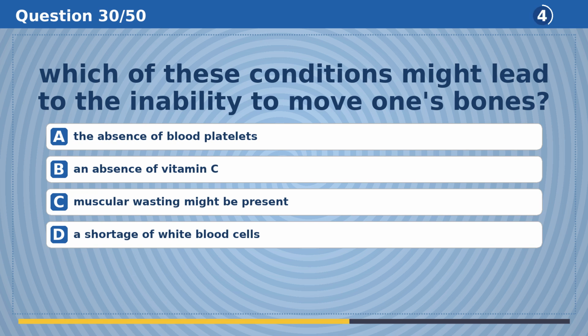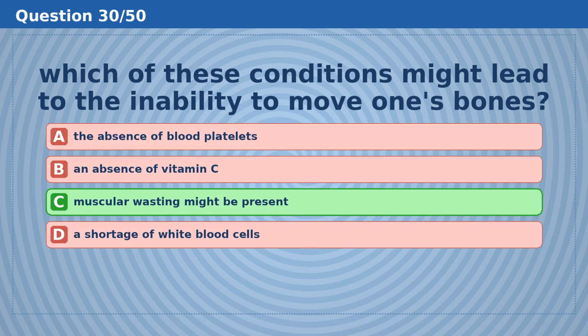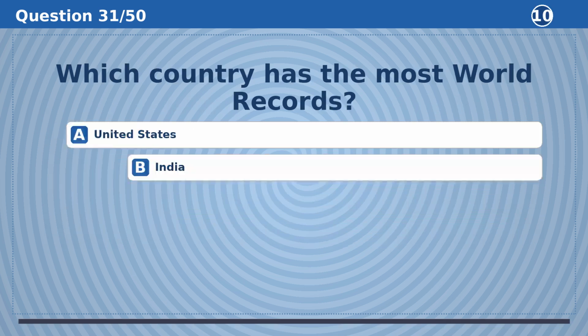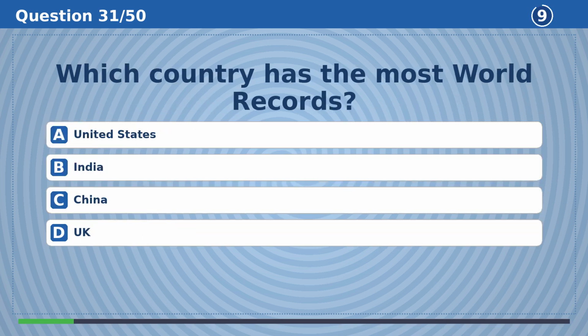Which of these conditions might lead to the inability to move one's bones? The answer is C, muscular wasting might be present.